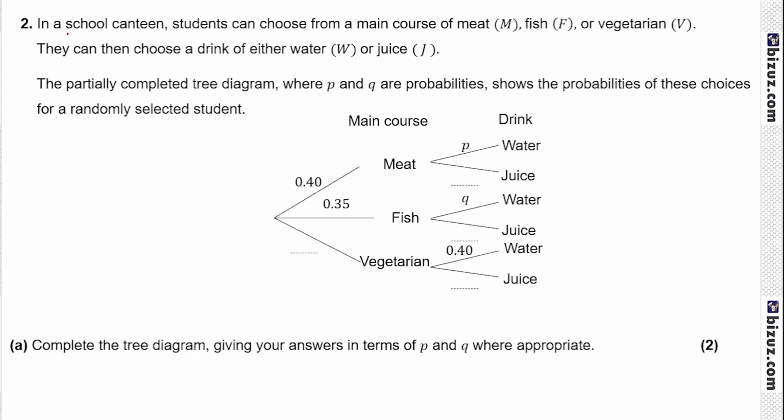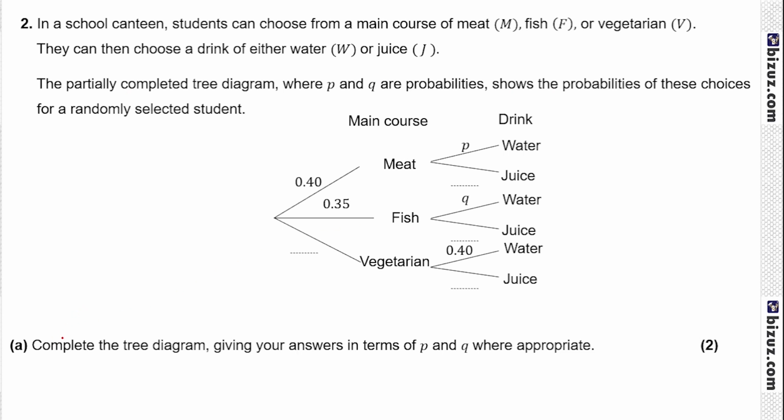Question number 2. In a school canteen, students can choose from a main course of meat, which is M, fish, F, or vegetarian, which is V. They can then choose a drink of either water, W, or juice, which is denoted by J. Now, the partially completed tree diagram, where P and Q are probabilities, shows the probabilities of these choices for a randomly selected student. So we have a tree diagram here which is incomplete.